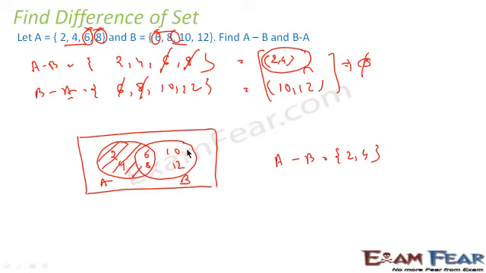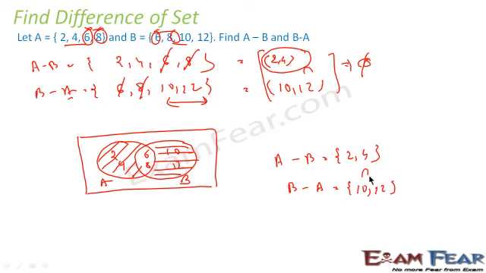Similarly, B minus A is the whole set B minus the common set. So B minus A is this, I'll mark it with horizontal lines. So B minus A, from the Venn diagram, is nothing but 10, 12. In the first process we got 10, 12 as the answer, and here we are also getting 10, 12.